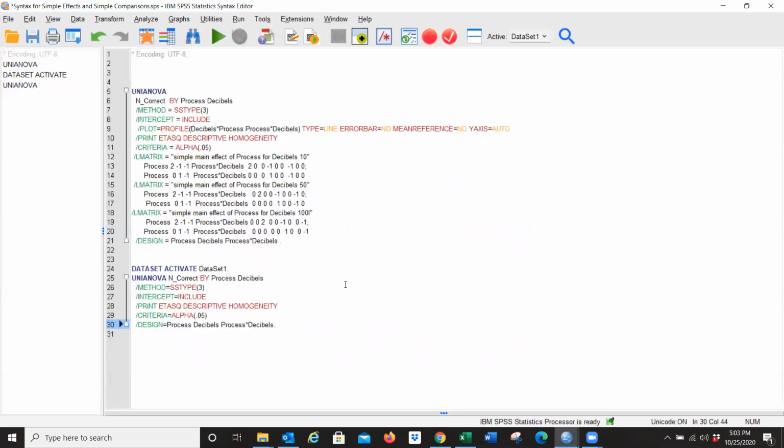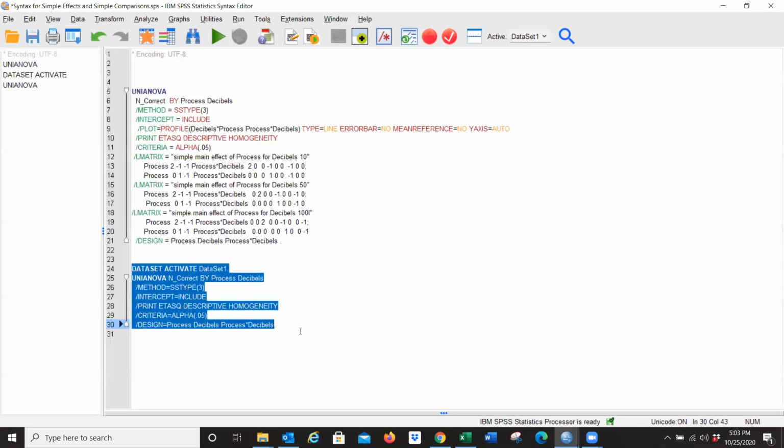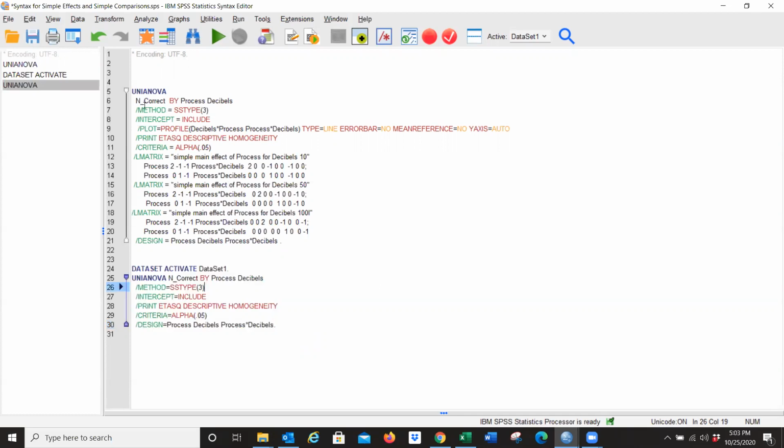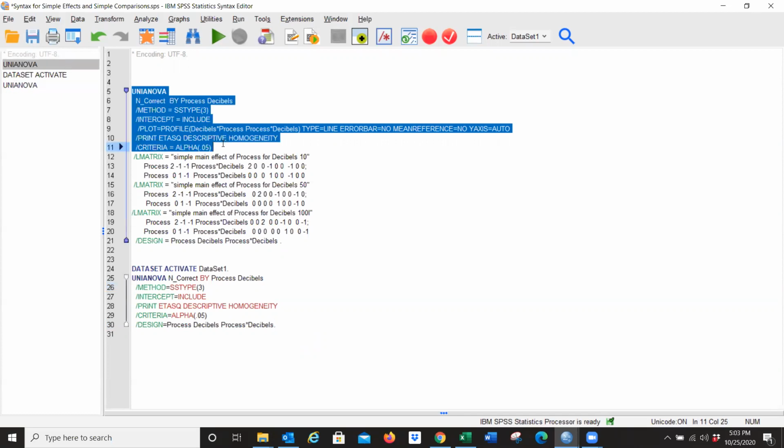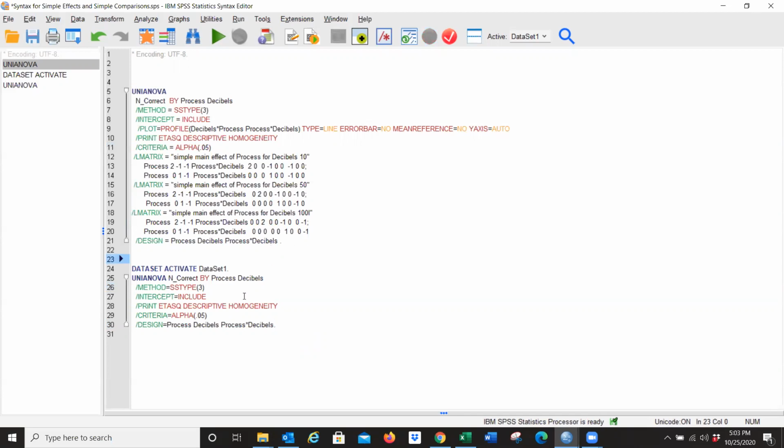So we go to syntax, and this is what you would see. You would only see the part I've highlighted. I'm trying to sort of streamline this for you. And you can see that this section here matches exactly this section right here. The new part is this L matrix stuff. Notice that the L matrix comes in between. I'm just keeping this out for simplicity. This L matrix is inserted after the criteria and before the design.